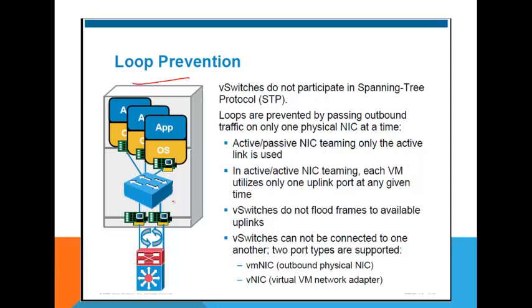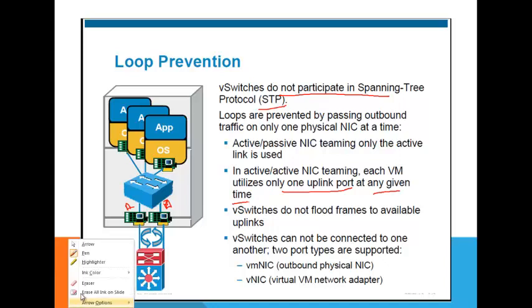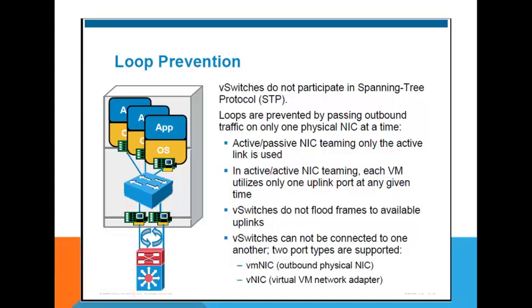There is no broadcasting needed here. How is the loop prevented when I'm going to have multiple physical NIC cards? Won't there be a loop? No, there won't be a loop. Are they going to participate in STP? No, they do not even participate in STP. Then how do they prevent loops? This is how. One will be active, the other will be passive, so there won't be a loop. Even if both are active, the VM will utilize only one uplink at a given time. So at a given time, only one out of these two is going to be active and used, so there won't be a loop.